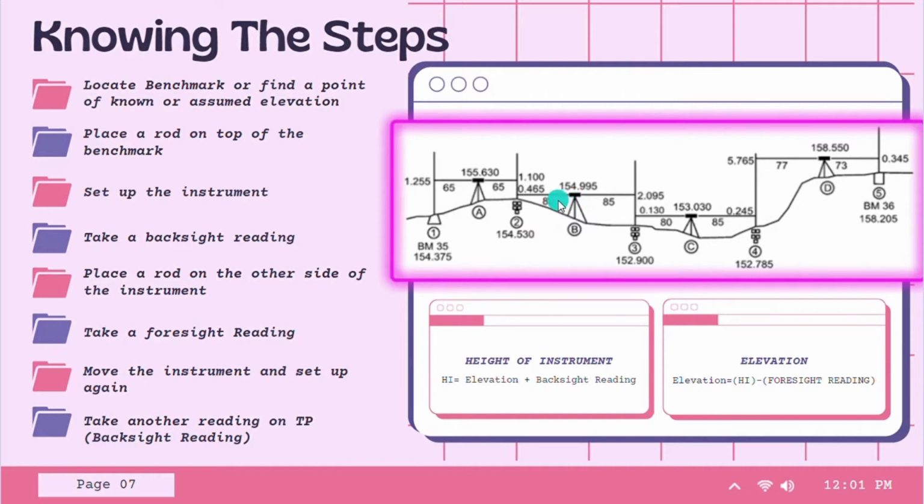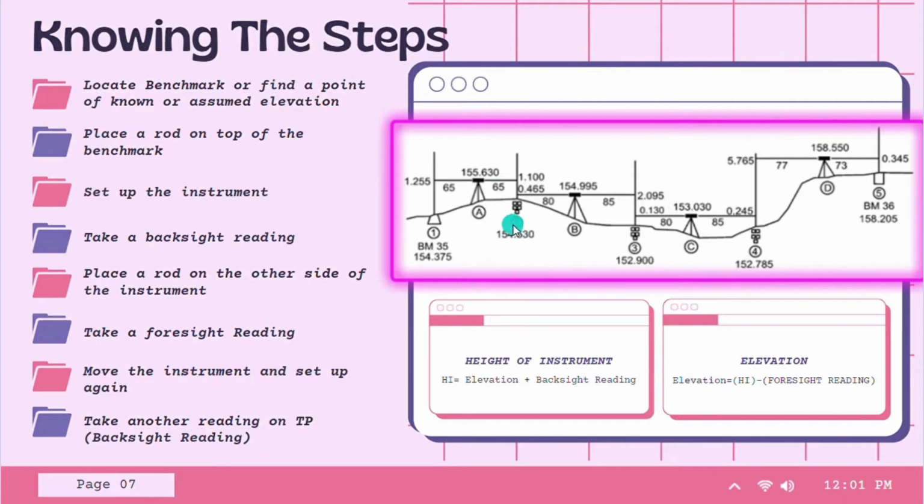Next, since we already placed a rod, we can now take a reading. What do we call this reading, since there is no known elevation yet in this station? We call it a foresight reading. We have a foresight reading of 1.100. We have a foresight reading and we also have the instrument height. We can now calculate the elevation in station 2. We just subtract 1.100 from 155.630. You can use your calculators. And now we have the elevation, which is 154.530 in 3 decimal places.